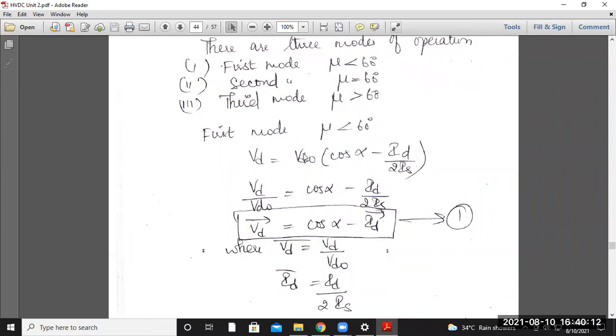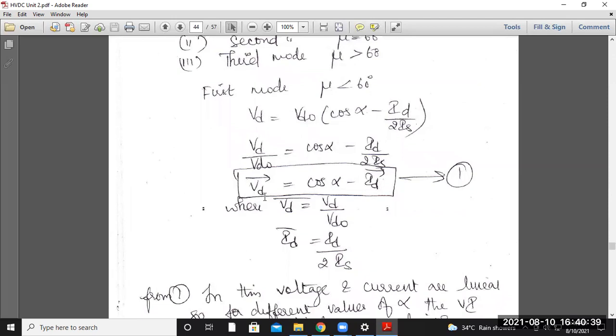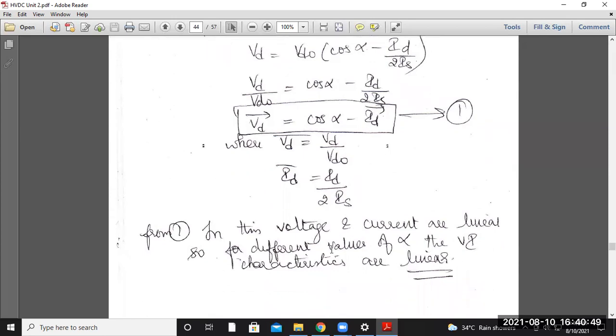In the first mode, when VD equal to VD naught within the bracket cos alpha minus ID upon 2IS, then when you take this VD naught to the denominator, you will get VD upon VD naught equal to cos alpha minus ID upon 2IS. When you convert this equation into vector analysis form, you will get VD vector equal to cos alpha minus ID vector, where the vector VD is given as VD upon VD naught, and vector ID is given as ID upon 2IS. That is the vector representation.